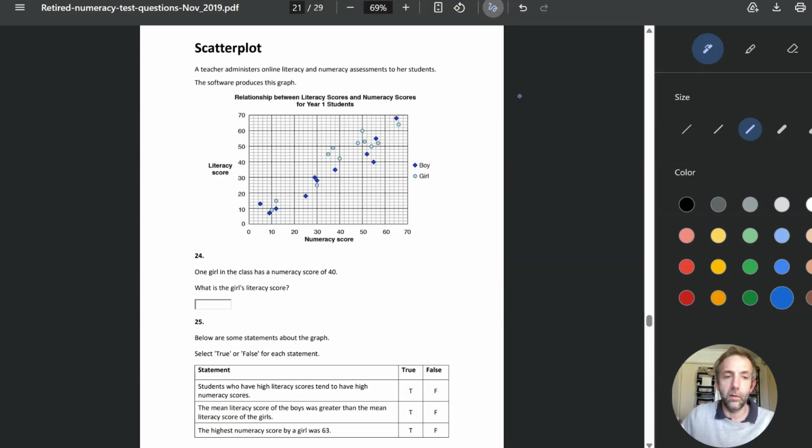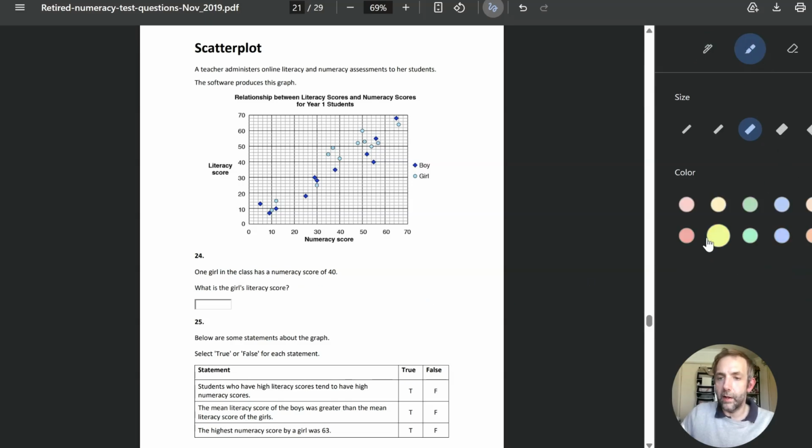And she uses software to produce a graph where numeracy score is our x-axis and literacy score is our y-axis. Boys are represented by a dark blue diamond, and girls are a light blue circle. And it says one girl in the class has a numeracy score of 40. What is the girl's literacy score?